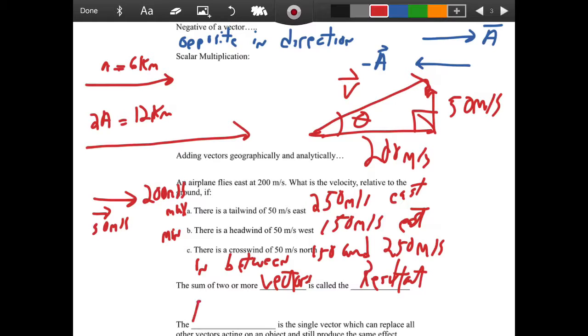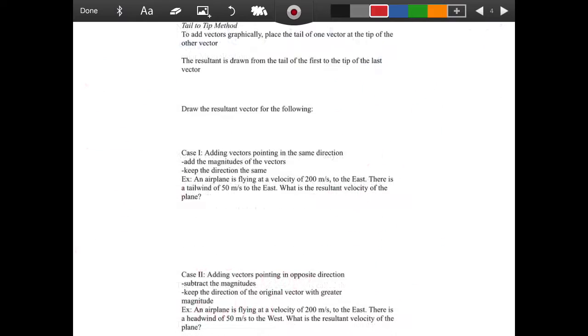And the resultant is the single vector which can replace all other vectors acting on an object and still produce the same effect. The tip to tail or tail to tip method is how I usually draw vectors. I will show you something called the parallelogram method when we're in class. So I'm just going to jump right into the example.